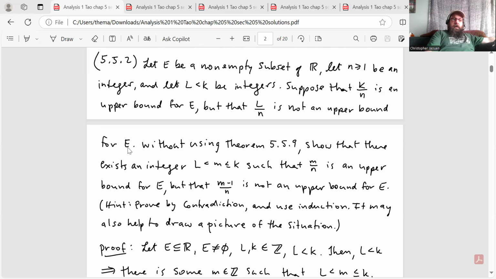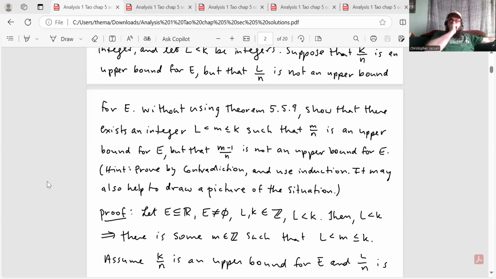So let E be, this is the question. Let E be a non-empty subset of R. Let n greater than or equal to 1 be an integer, and let L less than K be integers. Suppose that K over n is an upper bound for E, but that L over n is not an upper bound for E. Without using theorem 5.5.9, show that there exists an integer M with L less than M less than or equal to K, such that M over n is an upper bound for E, but that (M minus 1) over n is not an upper bound for E.